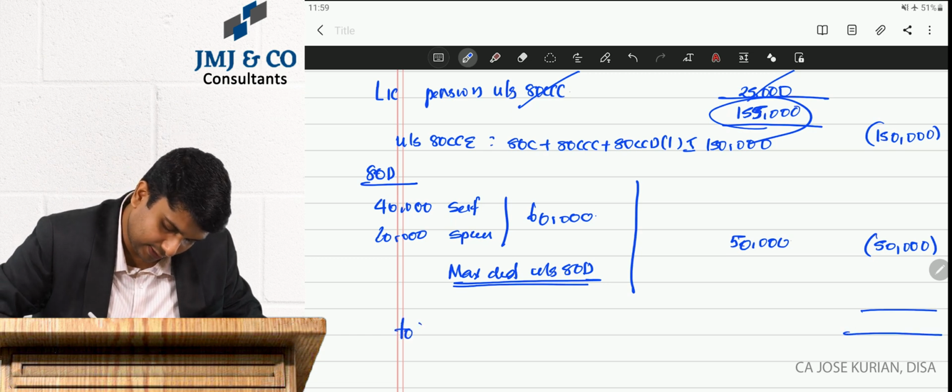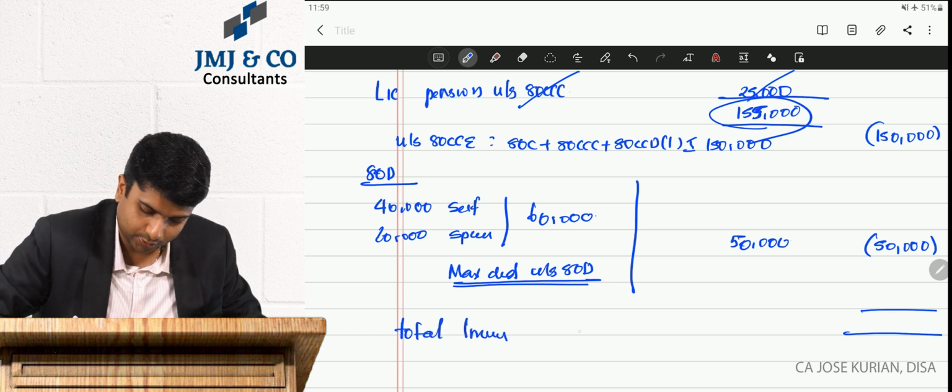So friends, after deducting all these items, what will be the total income? So let's compute the total income.